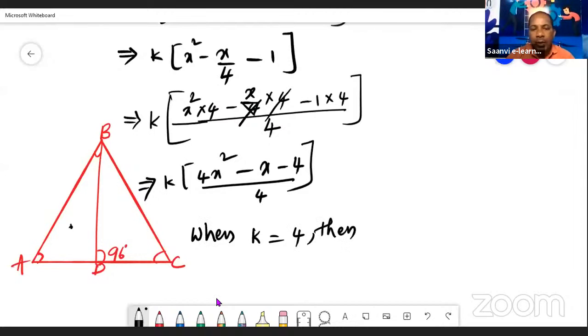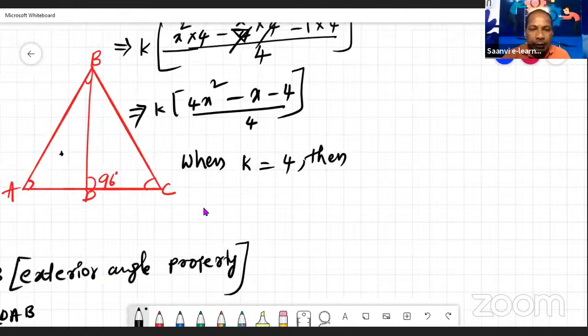It means whatever the denominator is, that value we should take as the k value. Here denominator 4 is there, so we have taken the k value as 4. If denominator 2 is there, you should take the k value as 2. Okay. So take k value 4 now. When k is equal to 4, then see what will happen in this quadratic polynomial.